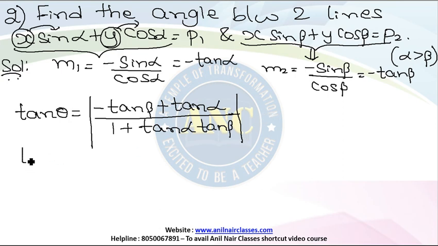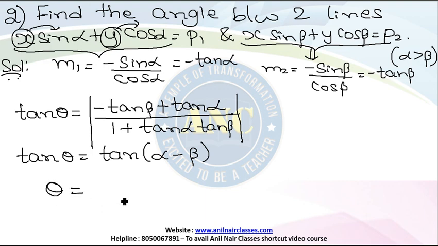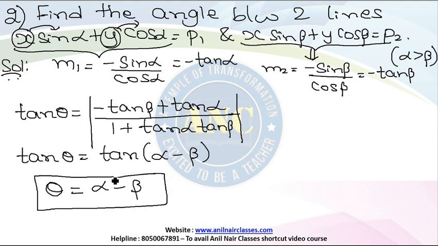So tan theta is equal to whatever I have represented inside the modulus, which is nothing but tan of alpha minus beta. I require not tan theta, but only theta, which is nothing but the angle between two lines. Theta is nothing but alpha minus beta. Answer for this question is alpha minus beta.